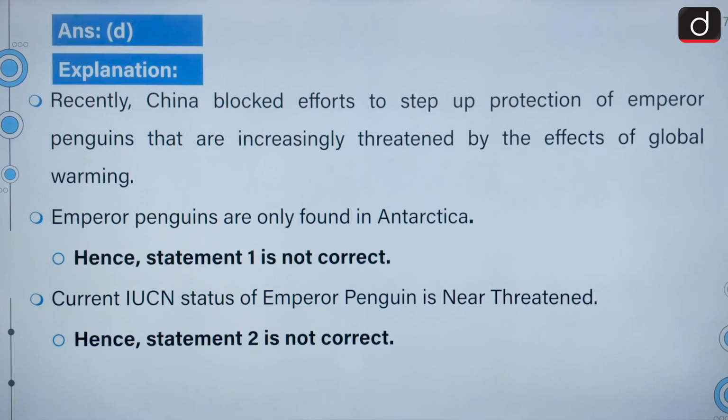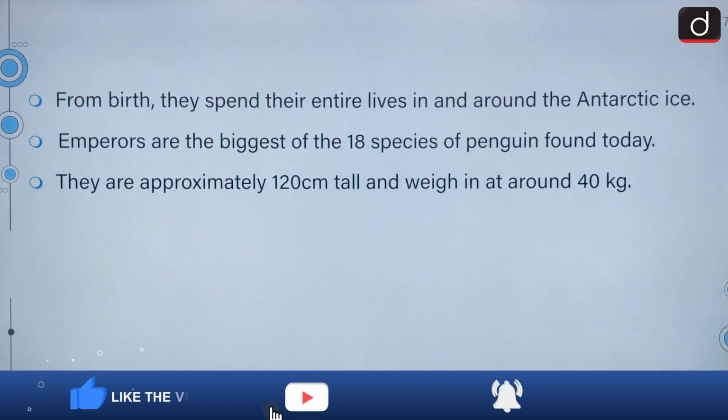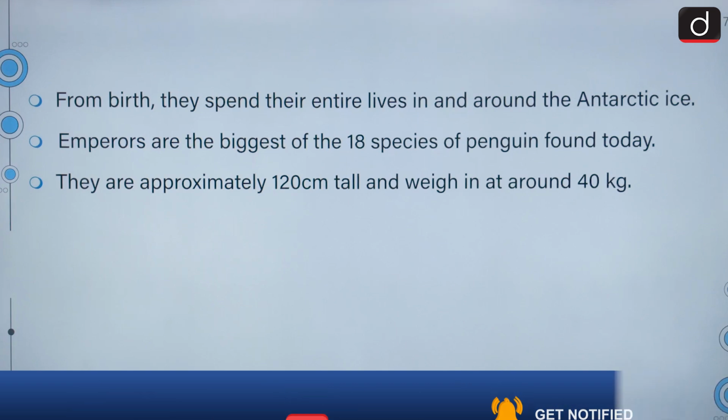Recently, China blocked efforts to step up protection of emperor penguins that are increasingly threatened by effects of global warming. Emperor penguins are found only in Antarctica. Current IUCN status of them is near threatened. From birth, they spend their entire lives in and around the Antarctic ice. Emperors are the biggest of 18 species of penguins found today. They are approximately 120 cm tall and weigh in at around 40 kg.